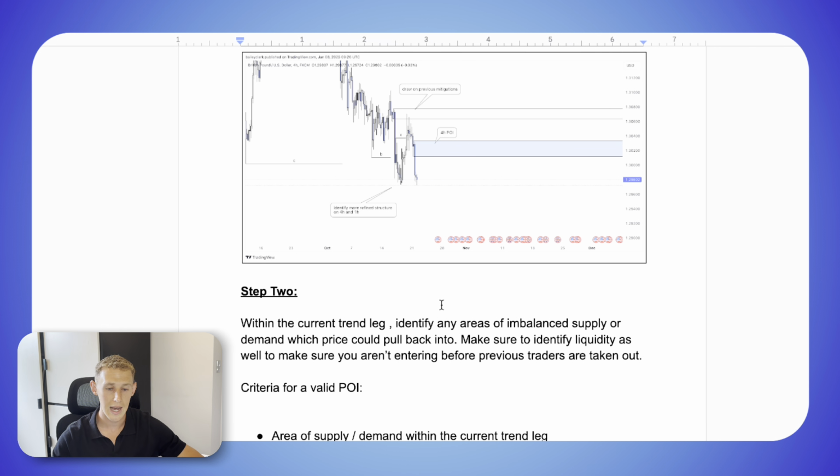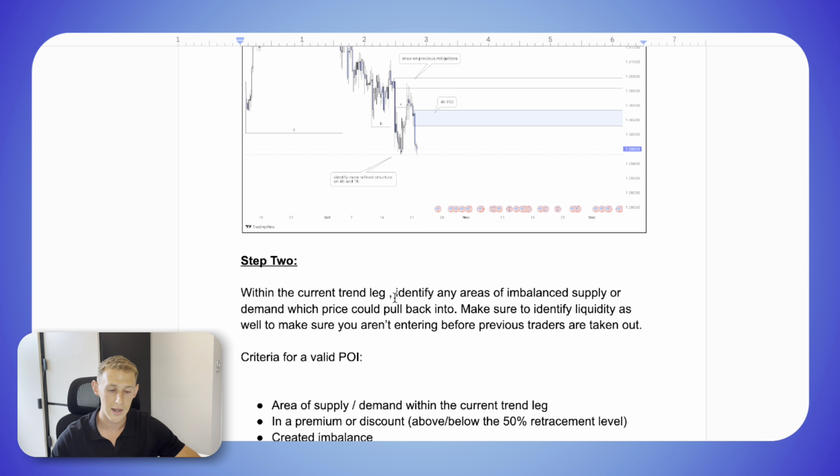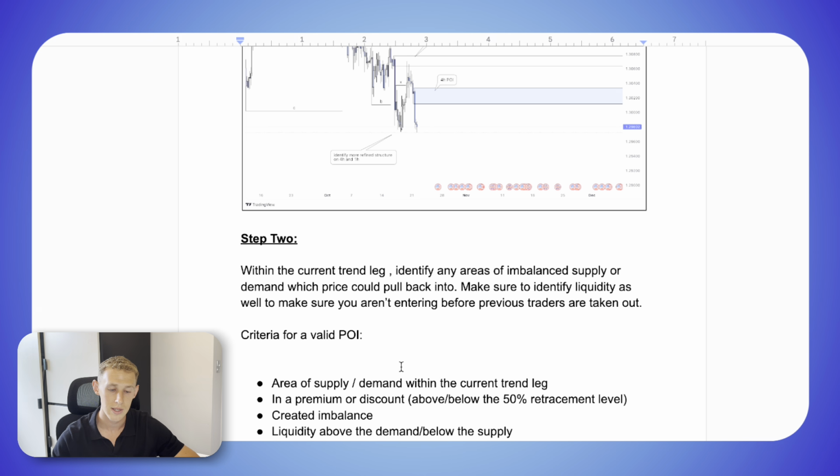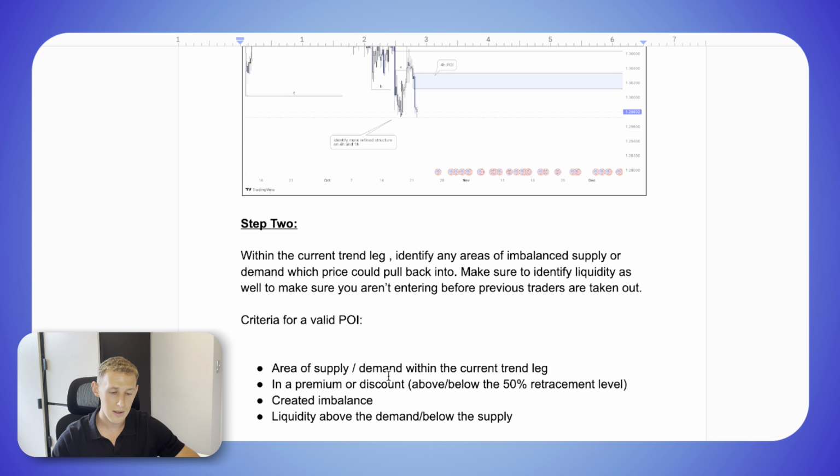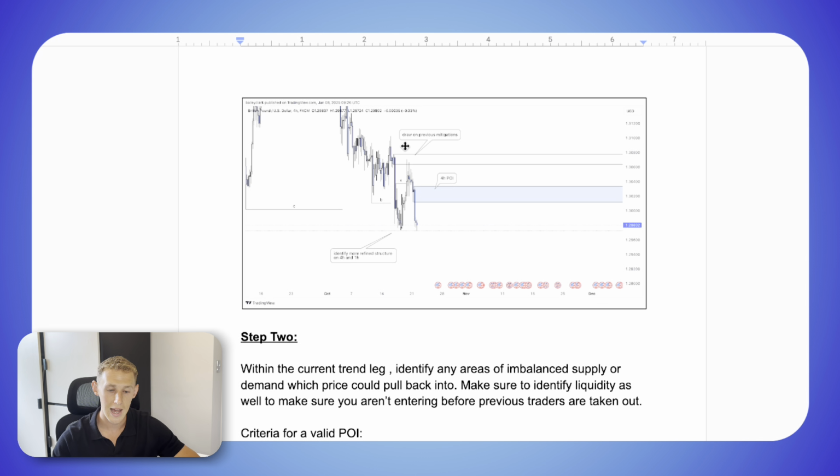Now, for me, I basically have 2 different points of interest. The first one is very simply an area of supply or demand, and I have a few different criteria for this. It obviously varies situation to situation, but in essence, the area of interest that I'm looking for is an area of supply or demand in the current trend leg. So here we can see this was the current bearish trend leg. I'm looking within this range, like I mentioned before, for an area of imbalanced supply. That's one of the criteria. It must create imbalance. And then I'm simply looking for price to pull back into this area.